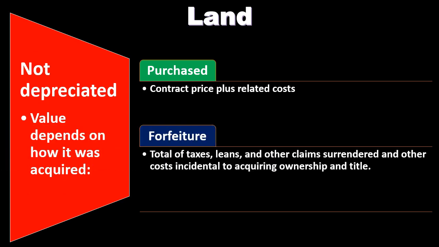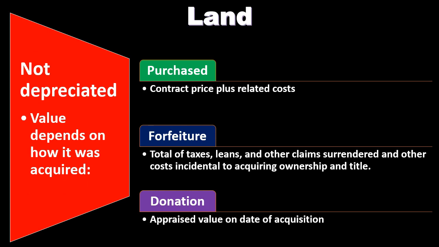For example, what if someone doesn't pay their taxes and the land is acquired through a forfeiture? Then we're going to put the land on the books. We're going to value the land at the total of the taxes, liens, and other claims surrendered and other costs incidental to acquiring the ownership and title of the land. And then we could have a situation of a donation. What if there's a donation of land to the government? In that case, we'll put it on the books at the appraised value at the date of acquisition.